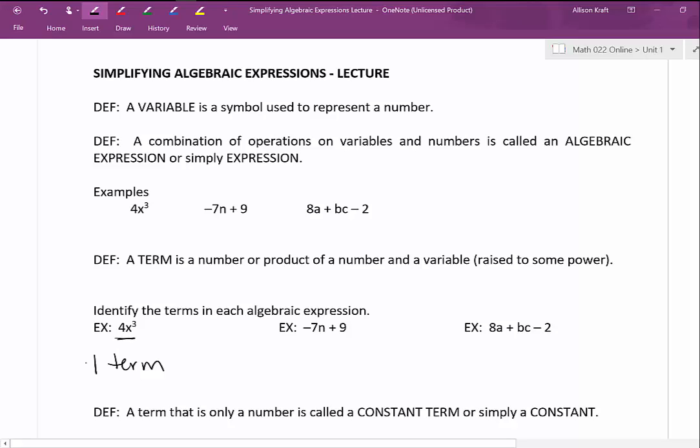In the next example, we do see an addition sign. That tells us we have more than one term. In fact, we have two terms, negative 7n and positive 9. In the third example, we have both an addition and a subtraction symbol. This gives us 3 terms.